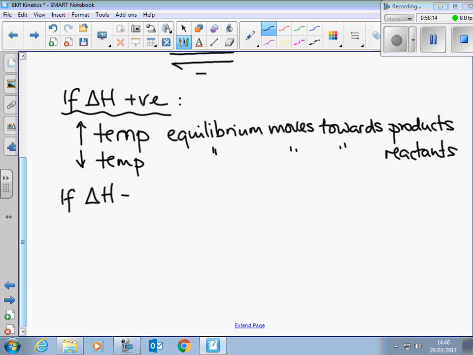All right, so if we've got an exothermic reaction producing heat, then if you increase the temperature, Le Chatelier's principle says, you know, you've added extra product. So it tries to get rid of that product by pushing the equilibrium back towards the reactants.